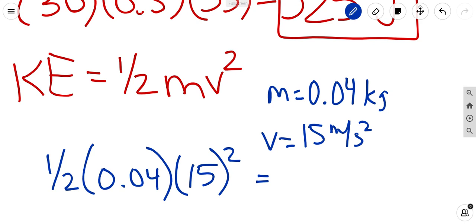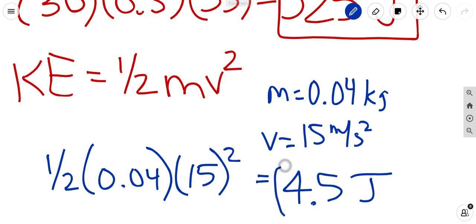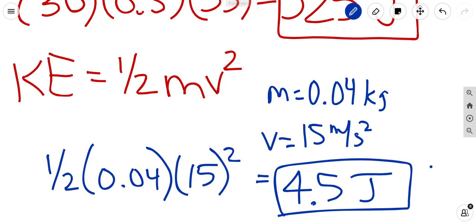Okay, so go ahead and plug that in. We've got, let's see here. I got 4.5. It's a small number because pencils are very light. 4.5 what? Joules. Okay. That is our lesson for today. Make sure to copy and paste this in your notes.